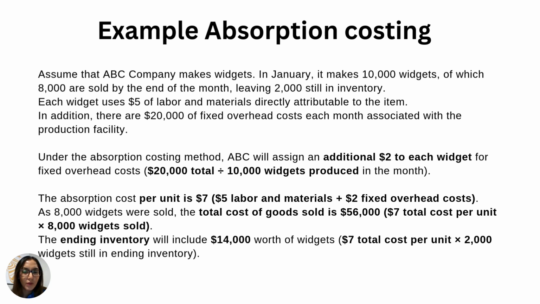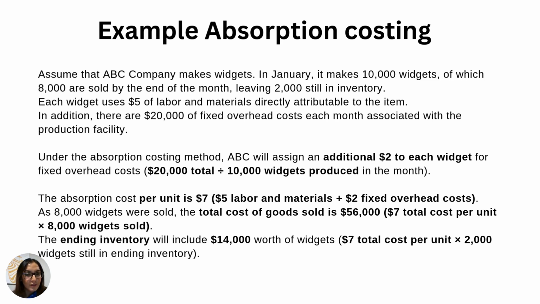Well, let's go through the example of absorption costing. Assume that ABC company makes widgets. In December, it makes 10,000 widgets, of which 8,000 are sold by the end of the month, leaving 2,000 still in inventory. Each widget uses $5 of labor and materials directly attributable to the item. In addition, there are $20,000 of fixed overhead costs each month associated with the production facility. Under the absorption costing method, ABC will assign an additional $2 to each widget. It's simple, we just divide 20,000 by 10,000 widgets.